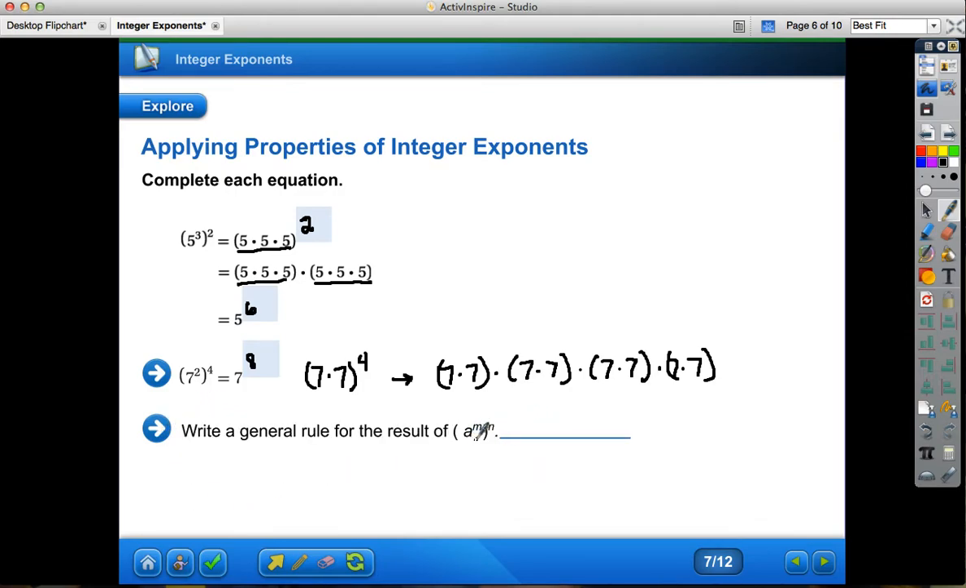Okay, so you should have found that when you have a number with an exponent taken to a power, you can take those exponents and multiply them. And that will give you your new number in exponential form. Okay, multiplying those 2 exponents will give you your new exponent.